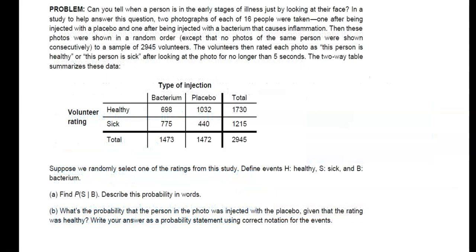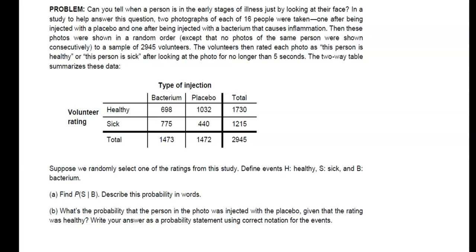Okay. Can you tell when a person is in the early stages of illness just by looking at their face? In order to help answer this question, 2 photographs of each of 16 people were taken, one after being injected with a placebo, and one after being injected with a bacterium that causes inflammation. Ooh, I hate this study. I don't love this. I don't want to be in it. Then these photos were shown in a random order, except no photos of the same person were shown consecutively. Oh, interesting. I kind of like that part of it.